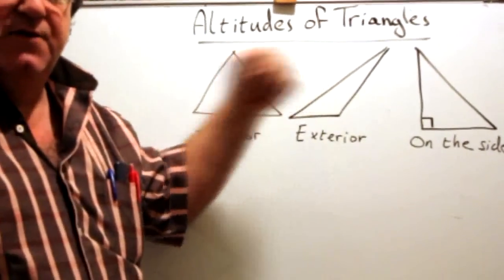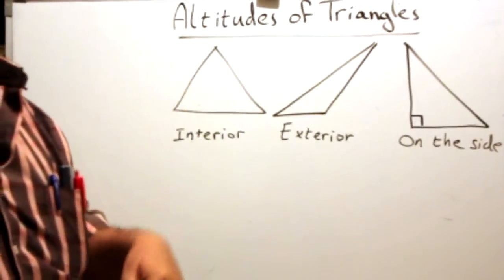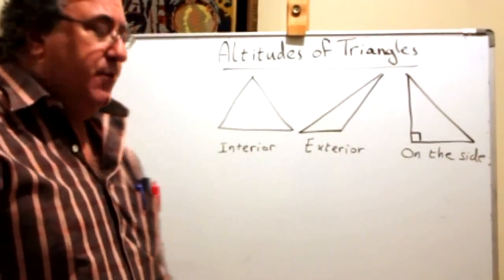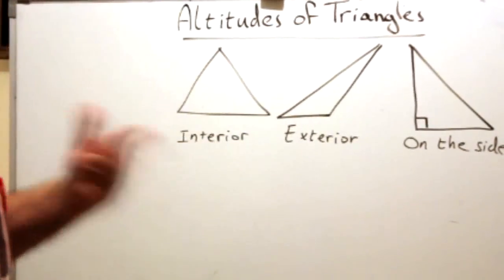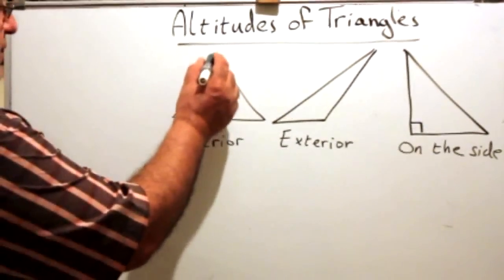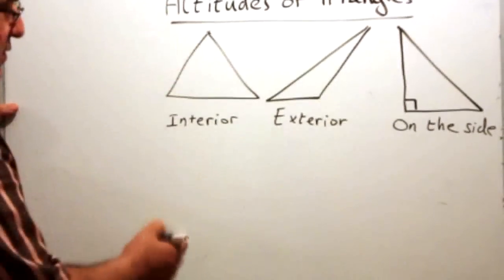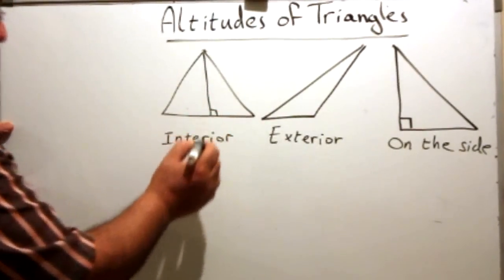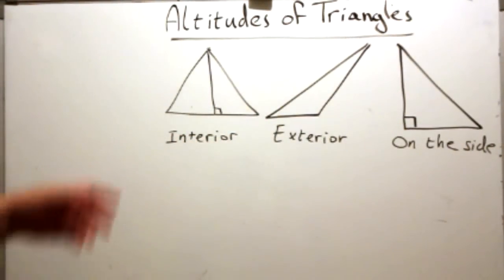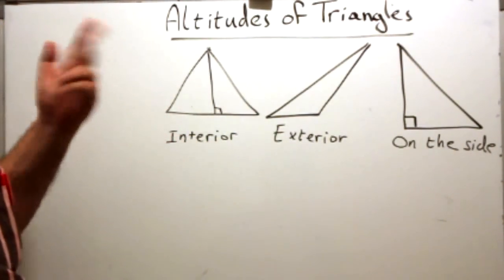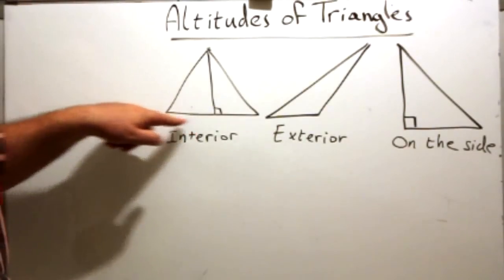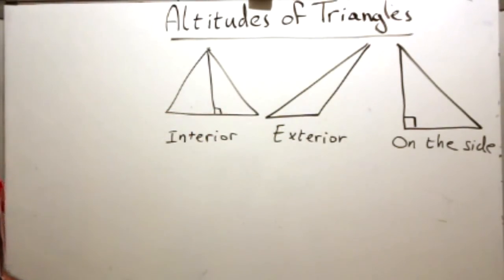Okay, now let's go to altitudes of triangles. After we finish the medians, what does it mean, altitude? Altitude means height, the height between a point and another. So the altitude of a triangle is the height from the vertex, which is perpendicular to the opposite side. So this will be the altitude, and many times you will see it written as height. The altitude is from the vertex of a triangle to the opposite side of the angle.